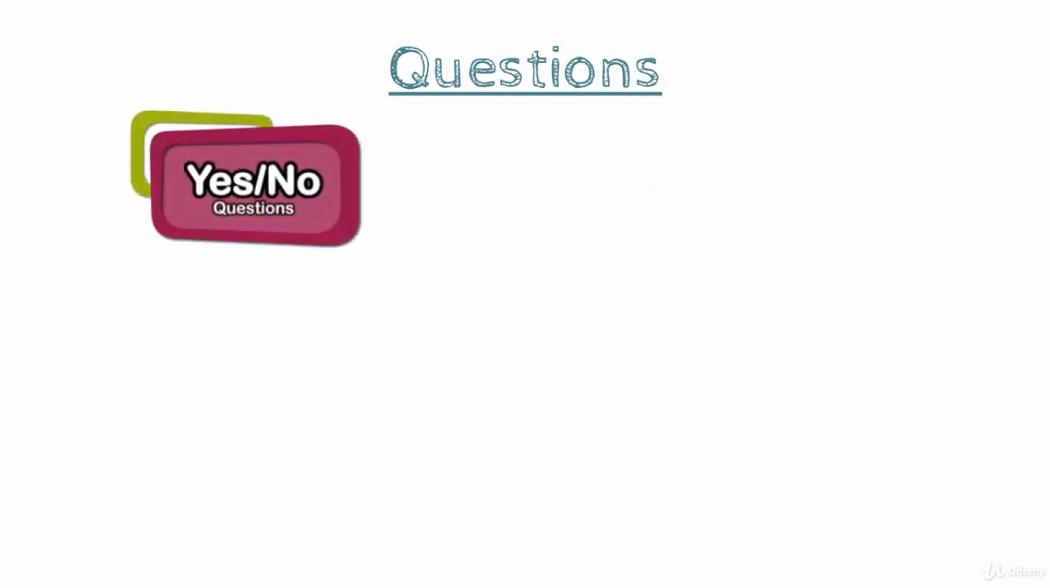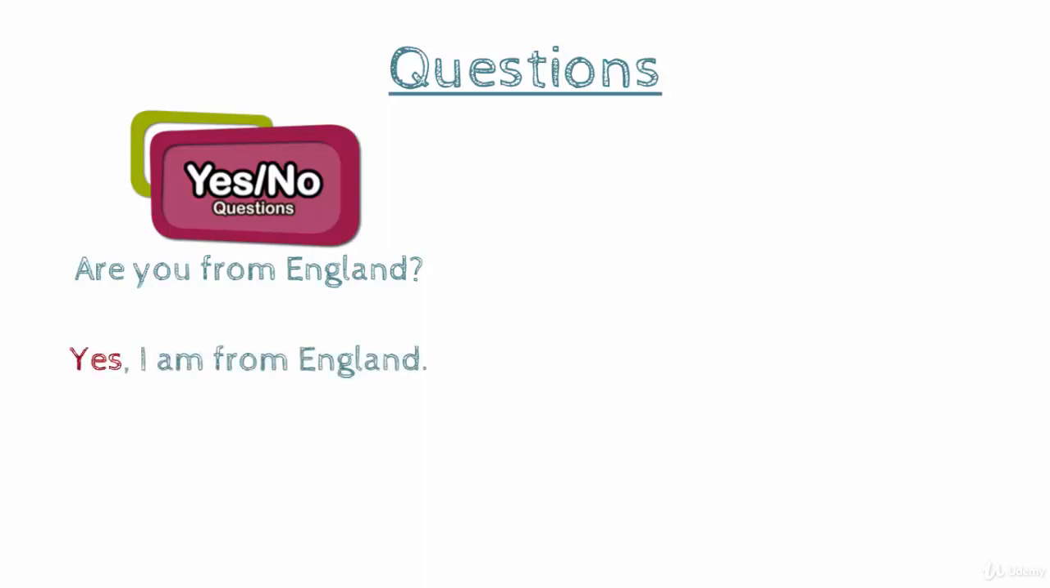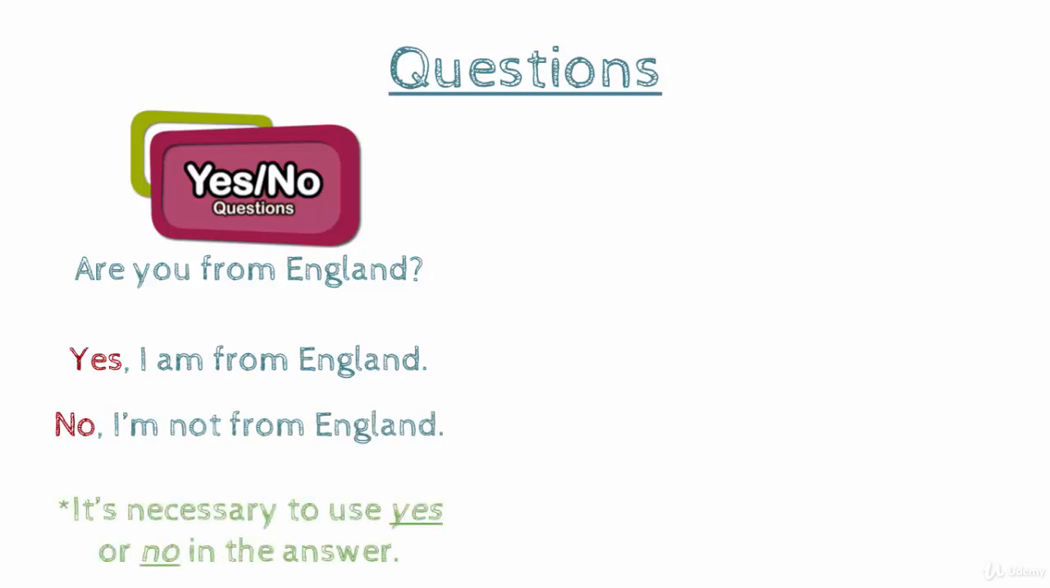So the first type is called yes/no questions, okay? Let's take a look at an example. Are you from England? Yes, I am from England. No, I'm not from England. Now please pay attention. It's necessary to use yes or no in the answer. You see, you have to use yes or no in the answer, okay? Only two possibilities for yes/no questions. Yes or no. All right?